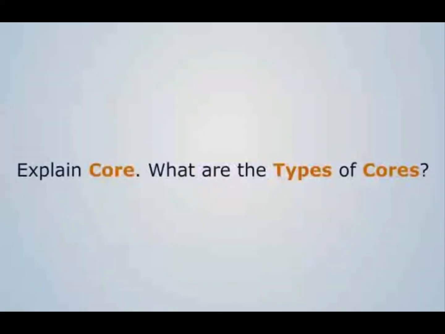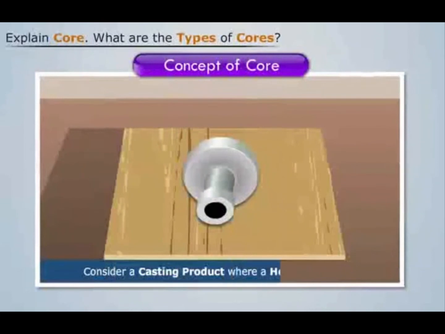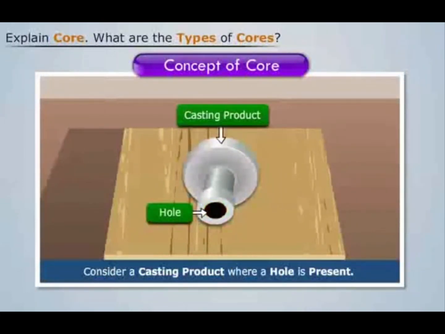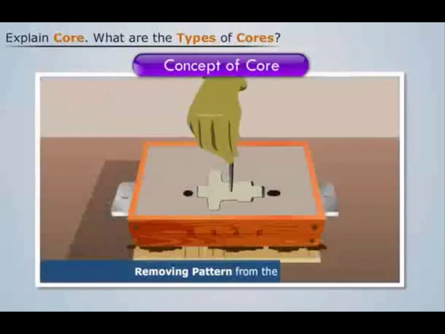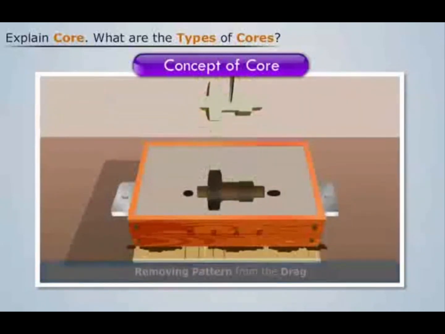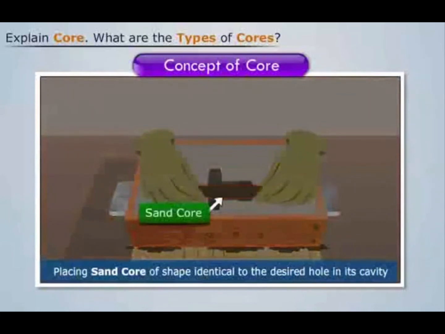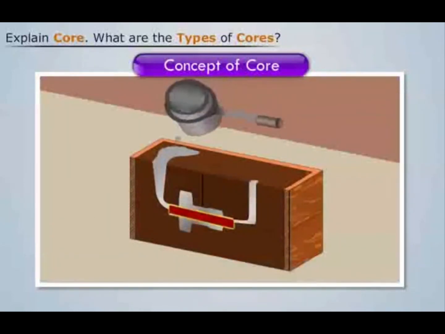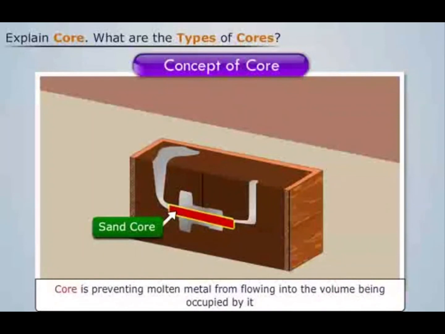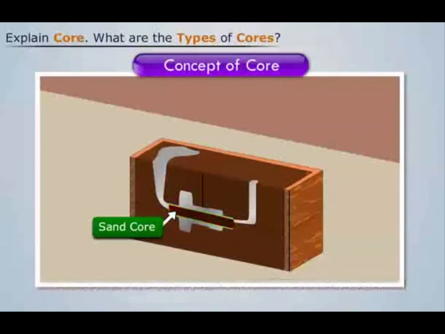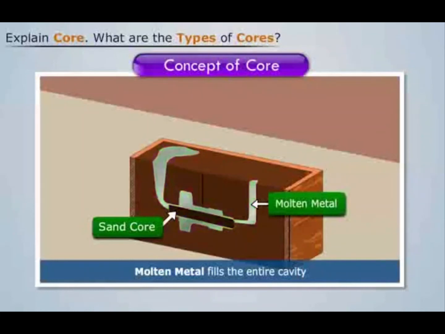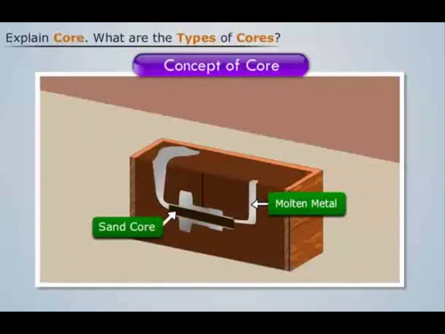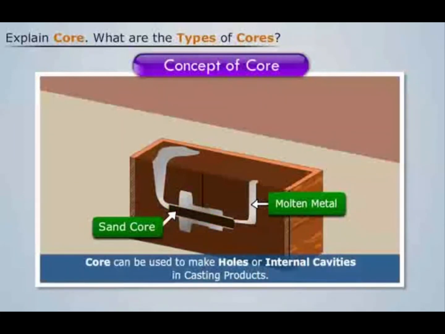What are the types of cores? Consider a casting product where a hole is present. In order to understand how this hollow product is made with a core, let's remove the pattern and place a sand core of shape identical to the desired hole in its cavity. Now, when the molten metal is poured in the cavity, the core prevents the metal from flowing into the volume occupied by it. Thus, the molten metal fills the entire cavity, but not the region occupied by the core. So a core can be used to make holes or internal cavities in casting products.